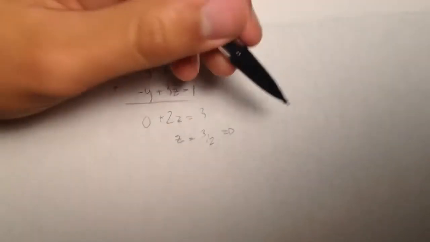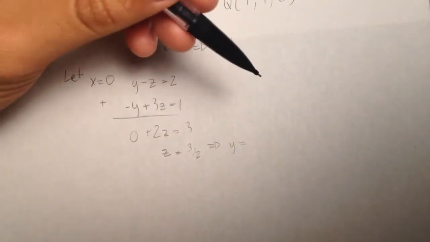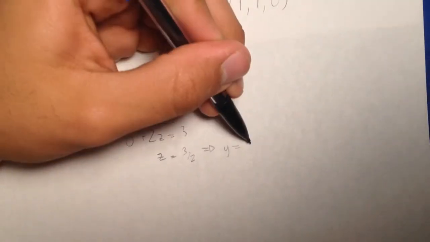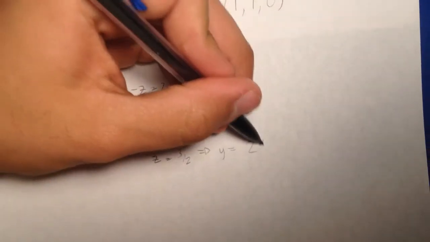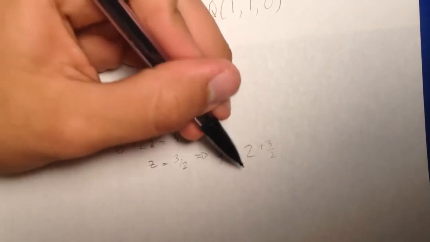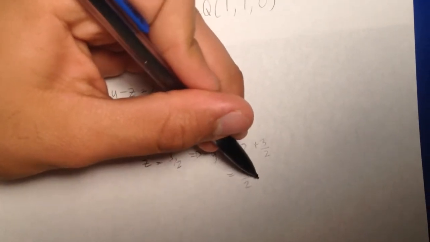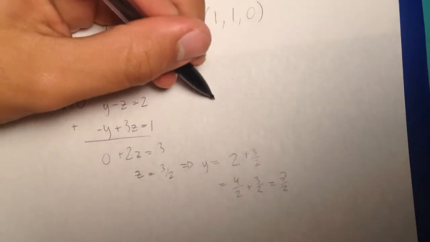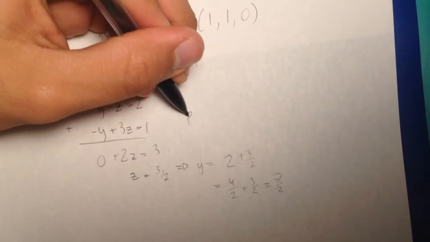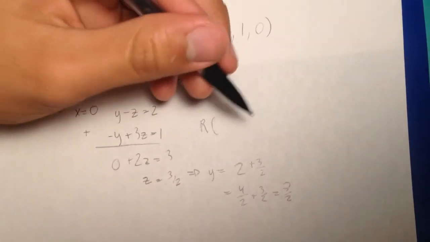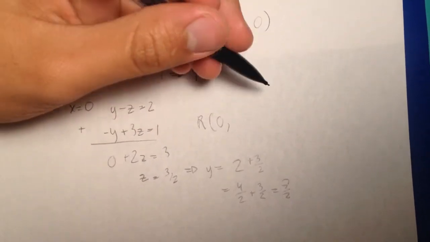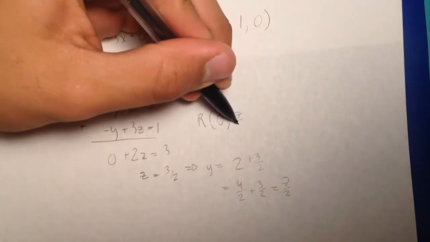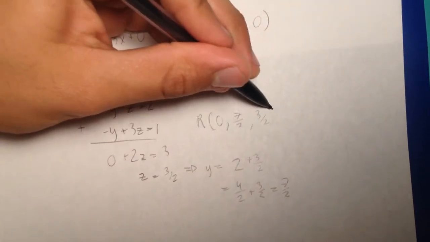And this implies that y is equal to 2 plus 3 halves, which is also 4 over 2 plus 3 halves, which is 7 halves. So our third point, point R, is (0, 7 halves, 3 halves).